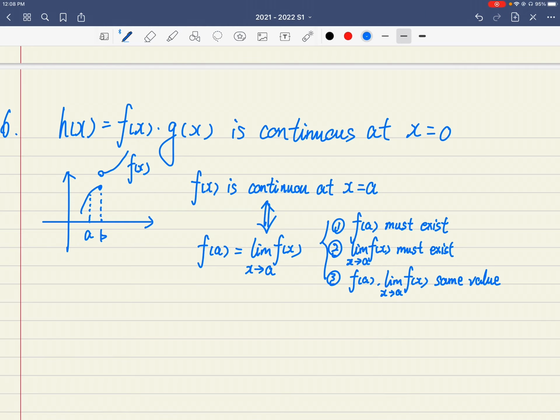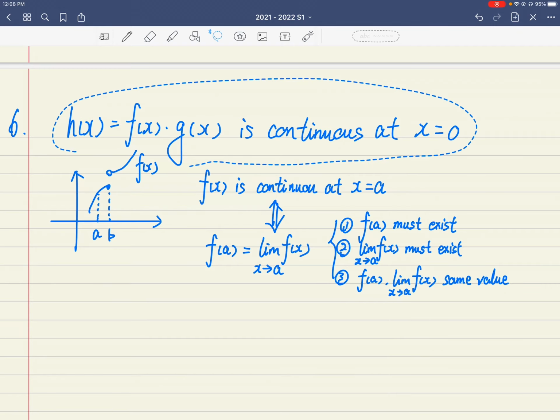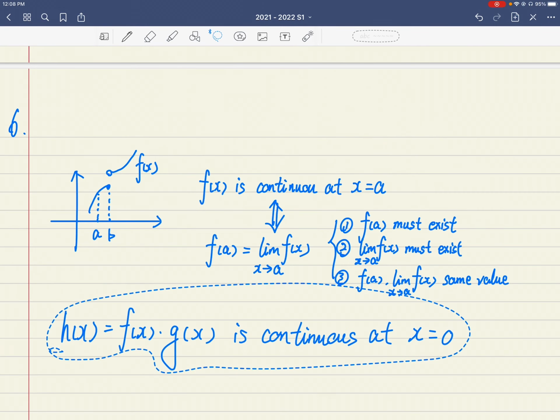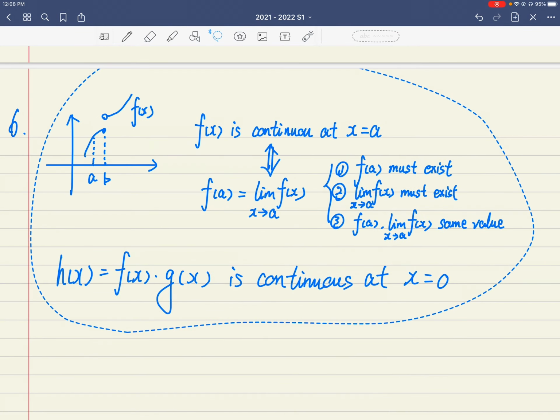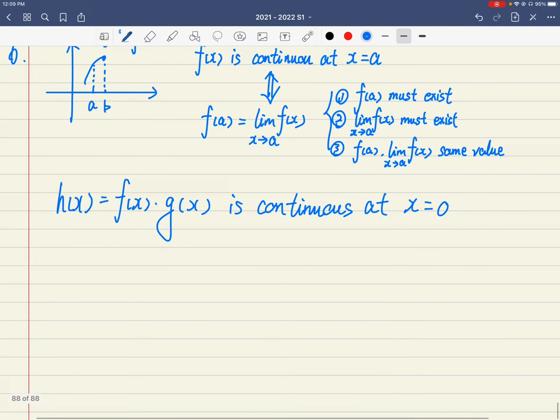So problem 6: if h(x) is equal to f(x) times g(x), and it is continuous at 0. This is continuity. So f(x) times g(x) is continuous at 0. Is it always true that both f(x) and g(x) must be continuous at 0? And why?